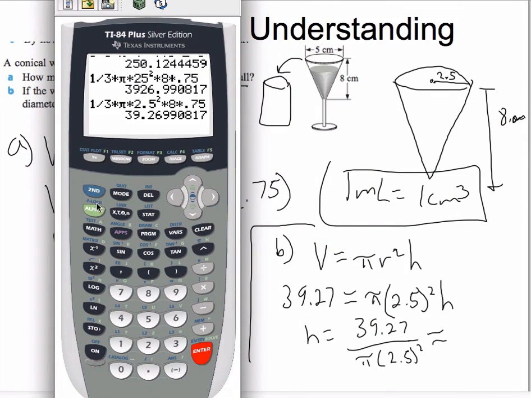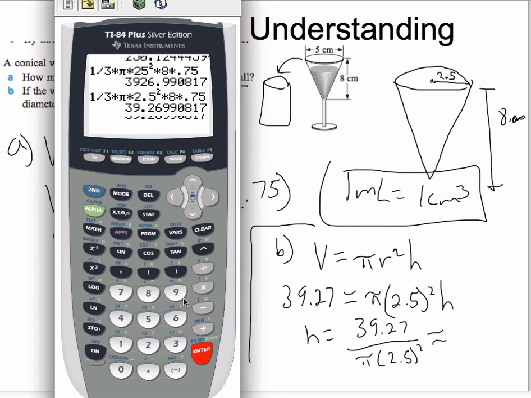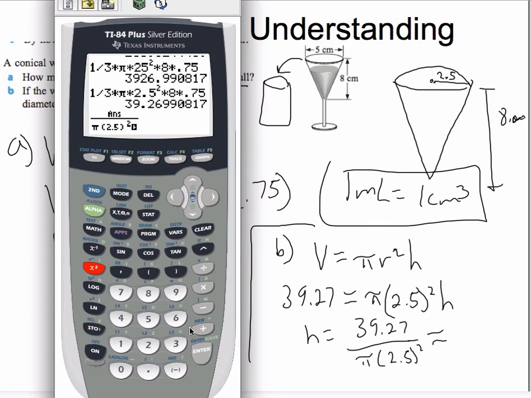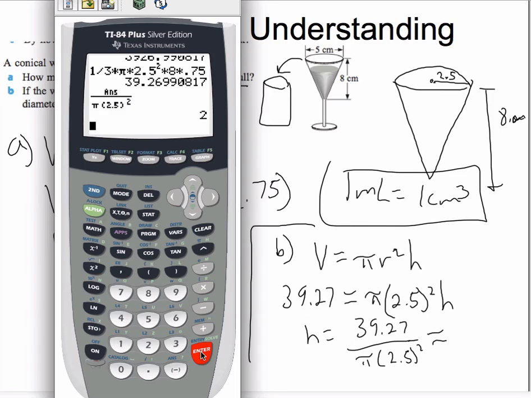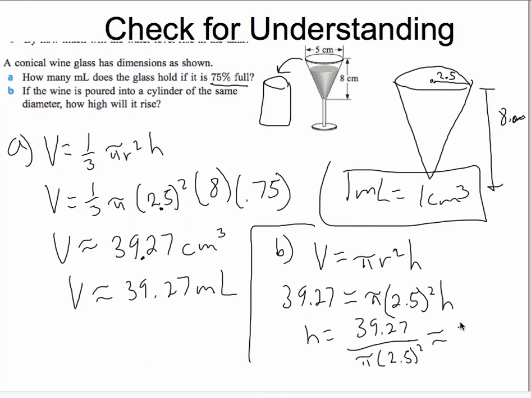Alright, so I'm going to go to alpha y equals, get a fraction here. And actually, instead of putting in 39.27, I'm going to put in answer. So second function, answer, divided by pi times 2.5 squared. Okay, and that gives me a height of, wow, exactly 2. So height is going to be 2 centimeters.